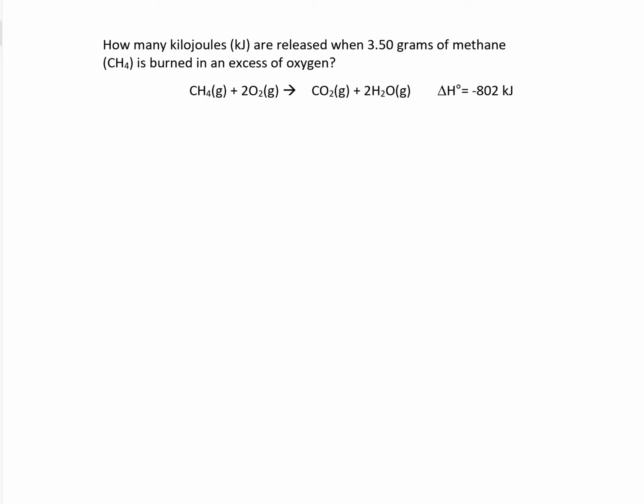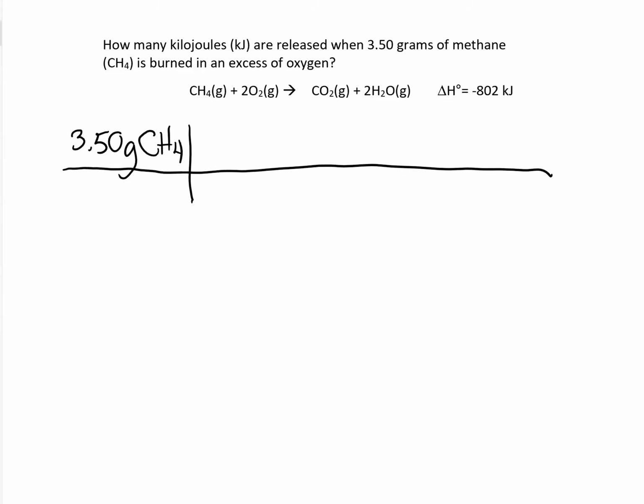Okay, well, like we always do, we check to see if we have a balanced chemical equation, which we do, and then we're ready to get into our stoichiometry. So we'll start again with our 3.50 grams of methane, CH4. And just like as always, we get from grams to moles using molar mass. So 1 carbon with a mass of 12 and 4 hydrogens with a mass of 1 gives us 16 grams of CH4 being equal to 1 mole of CH4.